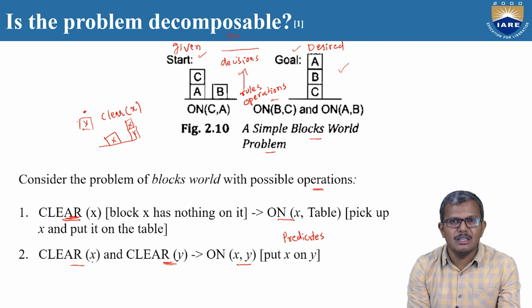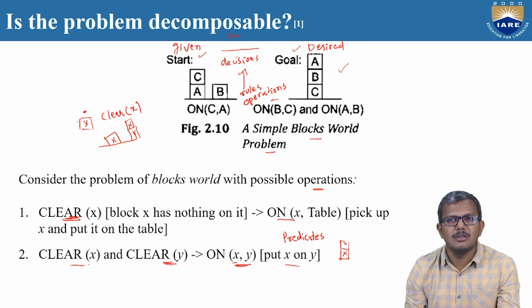So what does it mean here? Clear x and clear y means the x block is clear and also the y block is clear. Then what operation can I perform? On x comma y I can do, put x on y. If I represent that, the x block is on the y block, you are going to get this type of representation after doing the operation. Okay, x block is on the y block.